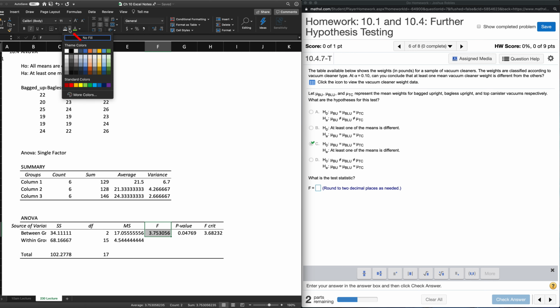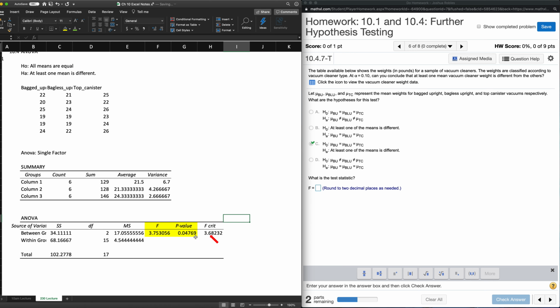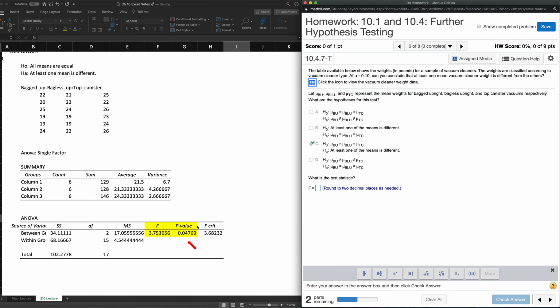So we'll highlight that. And this is the p-value that we are looking for. If we tell the Toolpack in the beginning the correct alpha value, it will actually get us the critical value that we need. So I'm not sure if I gave it the right one. If we need to fix that, we can change that.